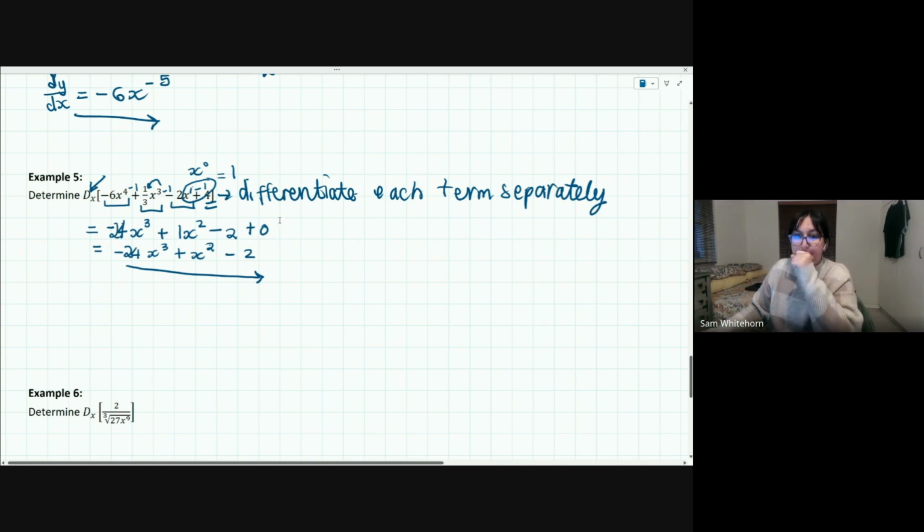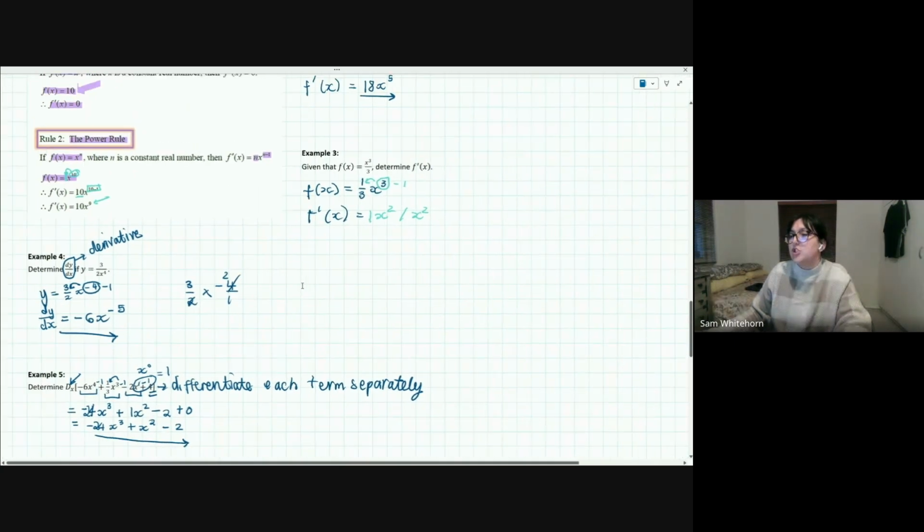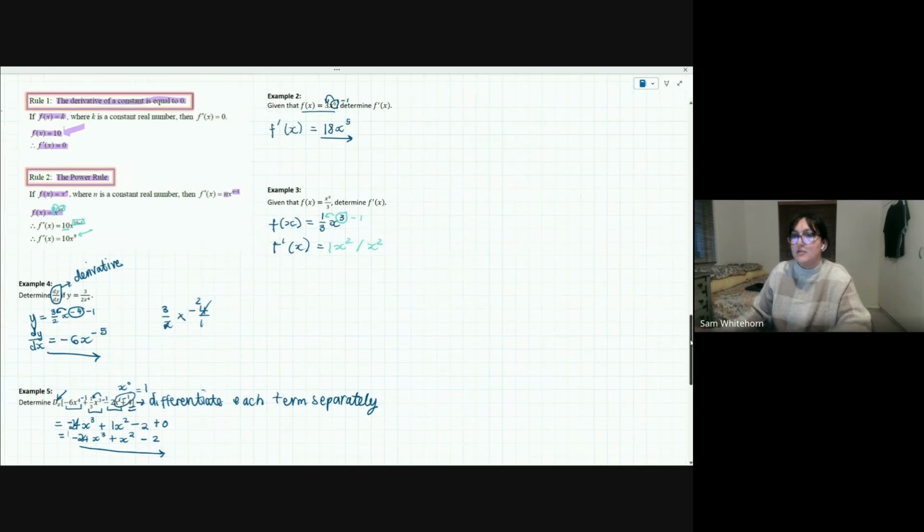Right, so these rules, as I say, make life so much easier when it comes to determining derivatives. Right, so let's take a screenshot of that so far. There was one more example, which we'll do now, but it does involve some more formatting, so we'll get there.